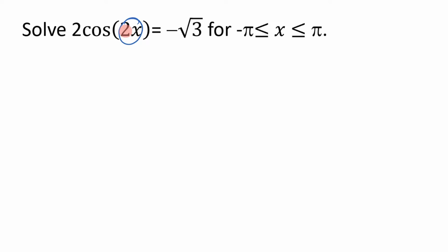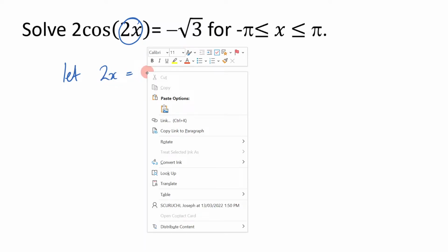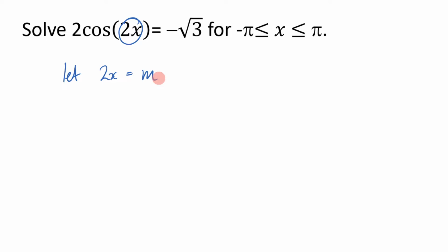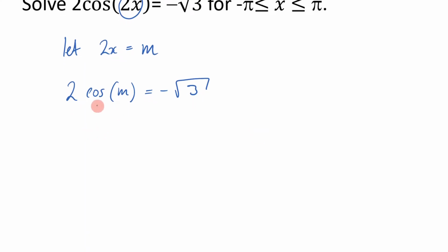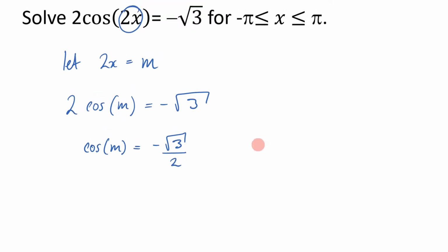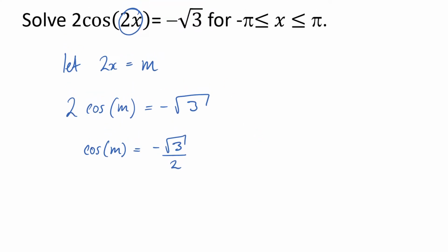The first thing that we want to do is get rid of this 2x. So we're going to say let 2x, and you can let it be equal to anything. Let's make it equal to m. It doesn't matter the pronumeral you use here. Okay, so that means now I've got 2 cos of m is equal to negative the square root of 3. I now want to get... divide both sides by 2. Okay, perfect. I've now got it into a form that I can use.